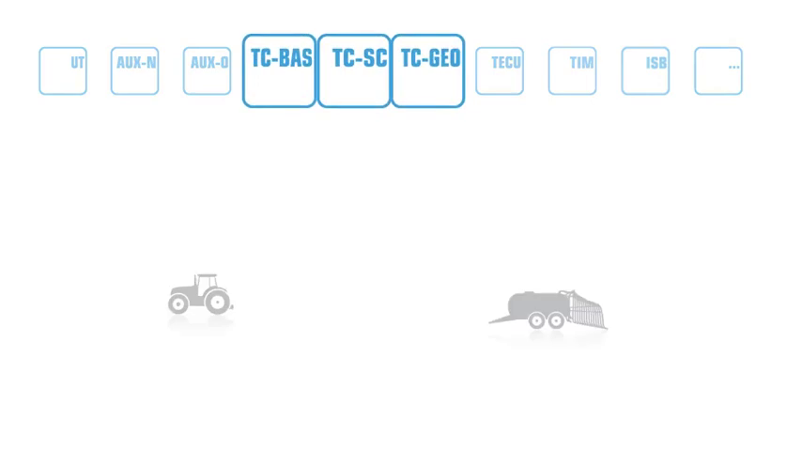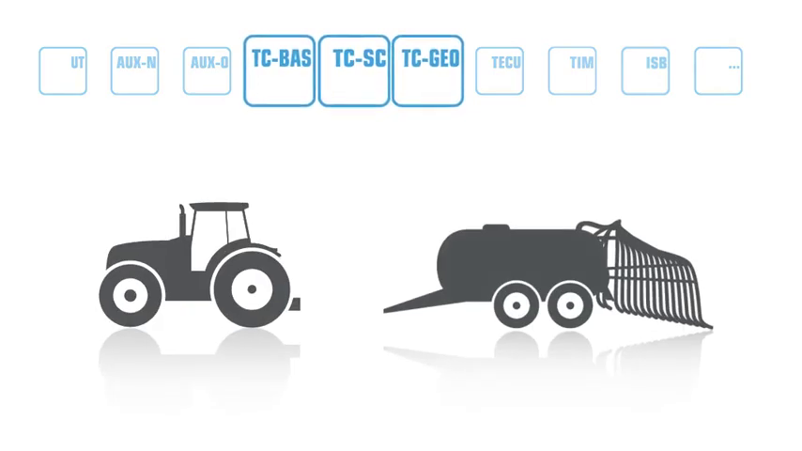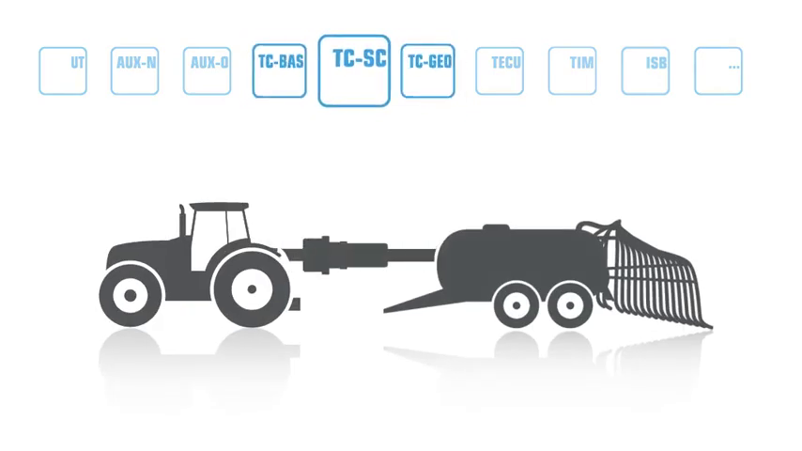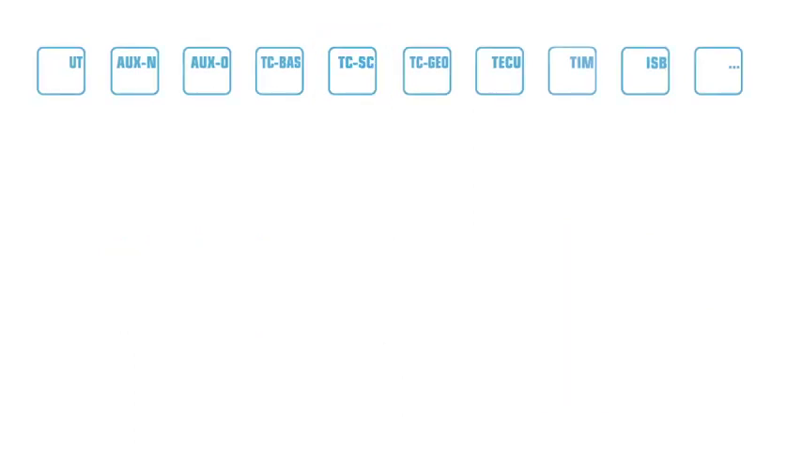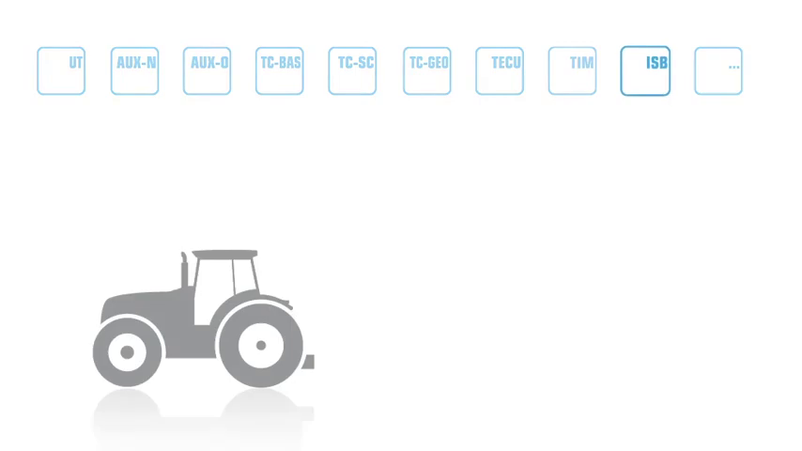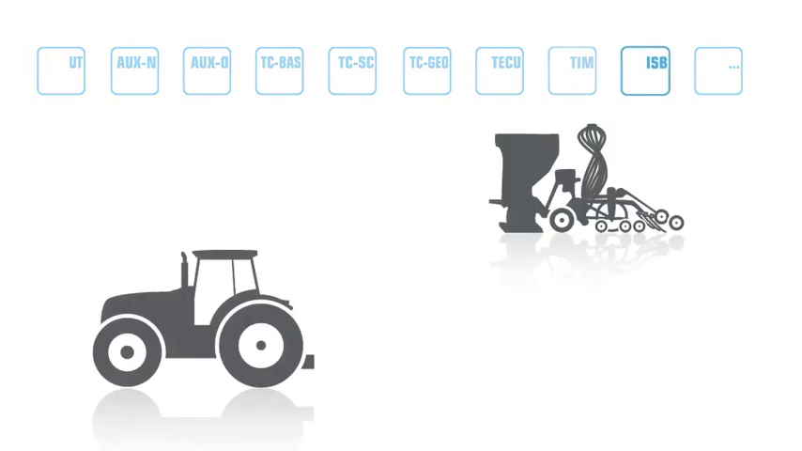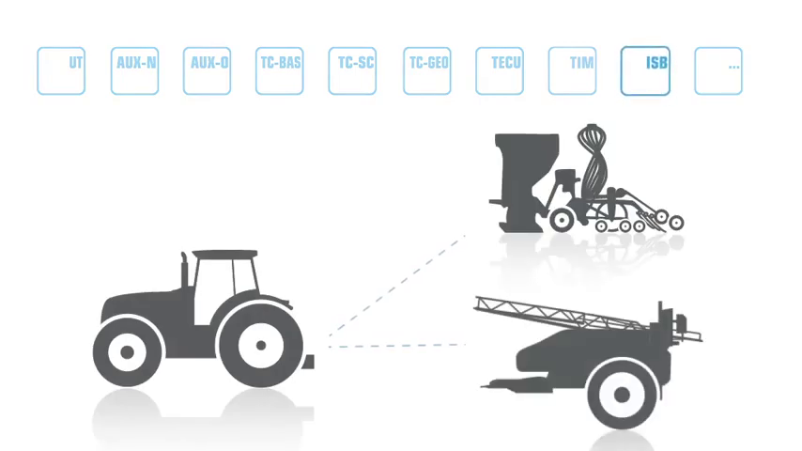TC-SC is independently usable without a TC-BAS or TC-Geo terminal. There are no dependencies, so therefore the two functions are also no component of section control. You only have to note that your implement has to be compatible with TC-SC. ISB makes it possible to deactivate functions of an implement that were activated by means of an Isobus terminal. This is necessary when the implement in question is not currently in the foreground.